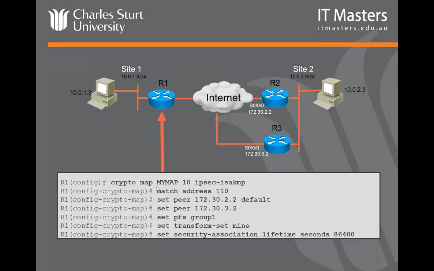So if we look at this one as just a quick example, crypto map, my map, sequence number 10, IPSec ISAKMP, so it's an IPSec ISAKMP crypto map. We're going to match address 110, so that would be our ACL. We can't see it in this configuration, but we assume that there's an IP extended access list 110, which is defining interesting traffic for this particular VPN tunnel. We're then going to set the peer to 172.30.2.2, so that's router 2 over here, as a default peer, and we're going to set router 3 as a backup peer.